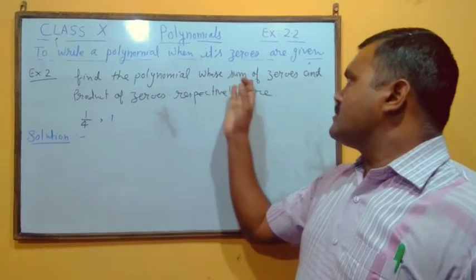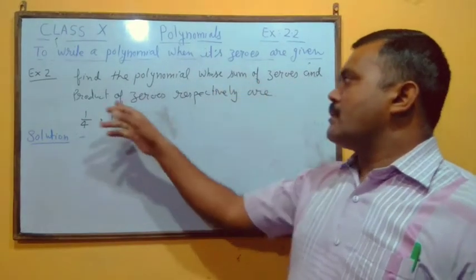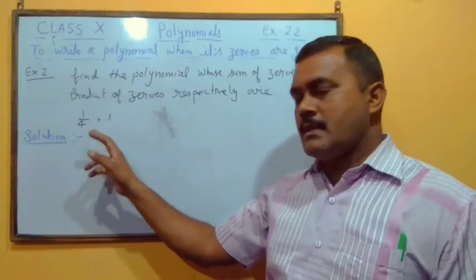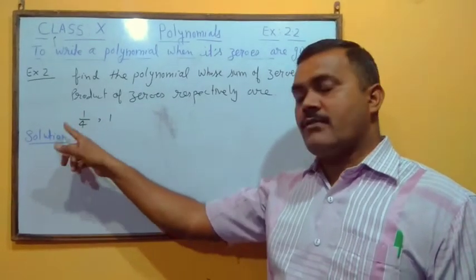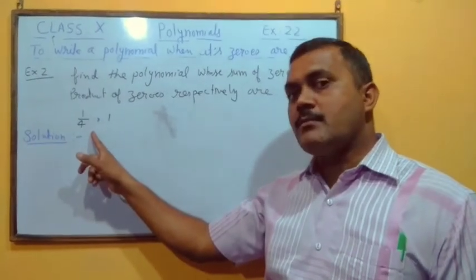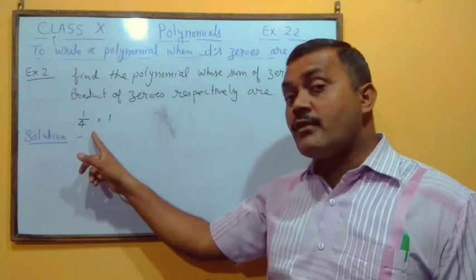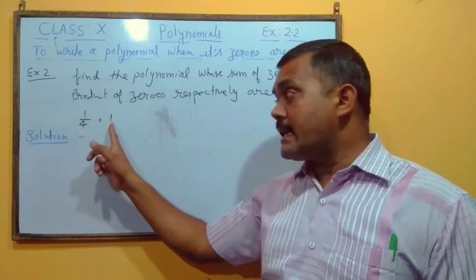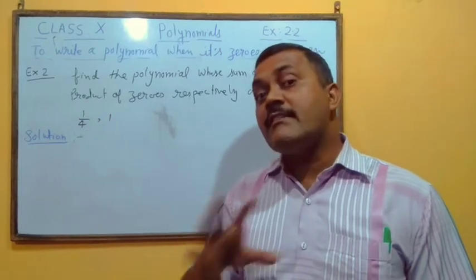Find the polynomial whose sum of zeros and product of zeros respectively are 1 upon 4 and 1. In this, actually these are not alpha beta. This is the question in your NCERT book, question number 2, first part. So the first number is not alpha and the second is not beta, rather they have given the sum and product directly.